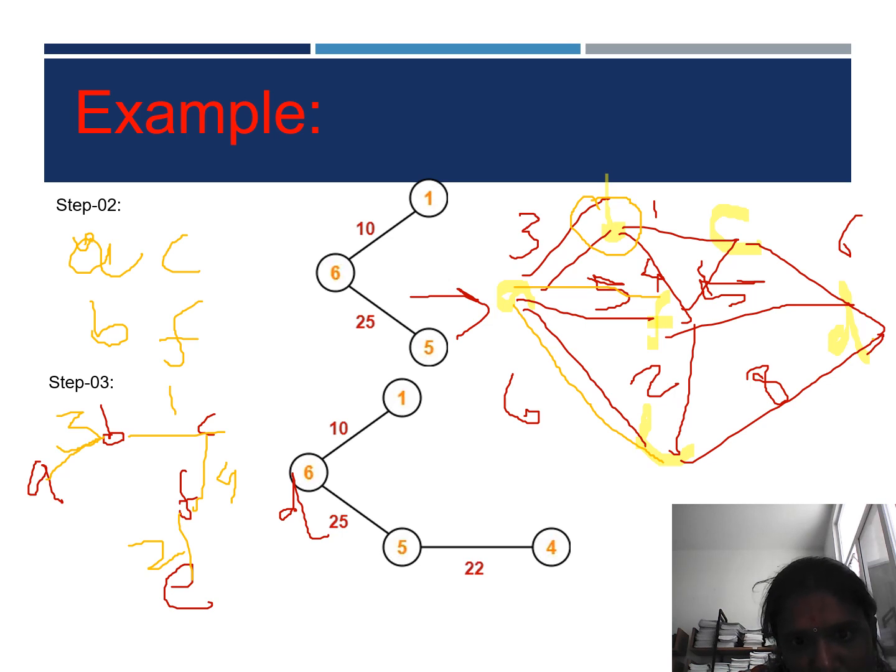Next one is E. From E, we have paths from F, D, and A. These two were already visited. So F to D we have 5. So this is the answer for this problem. To find the minimum cost, we have to add all these values: 3 plus 2 plus 4 plus 5 plus 2. So all together we get 15. The answer.